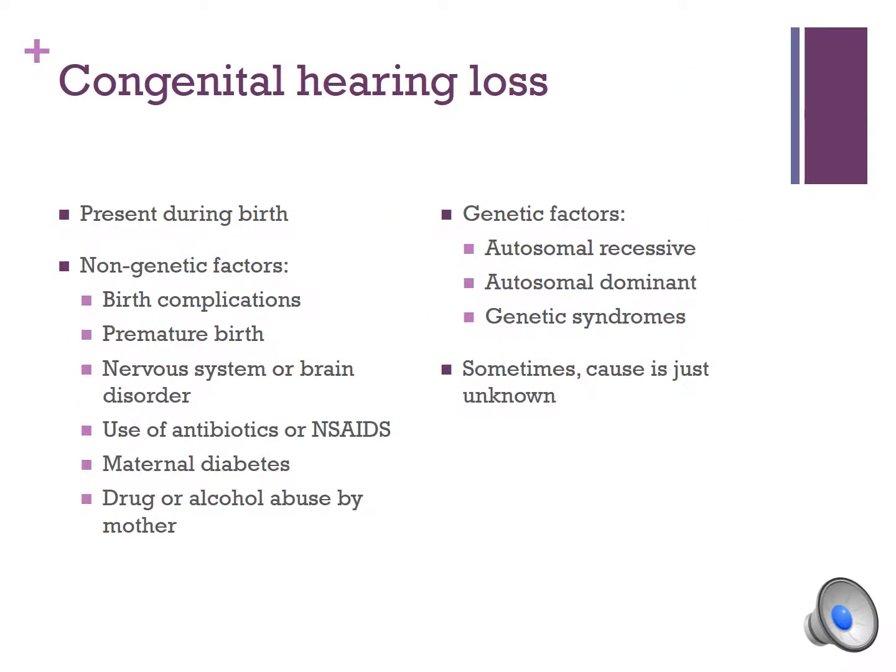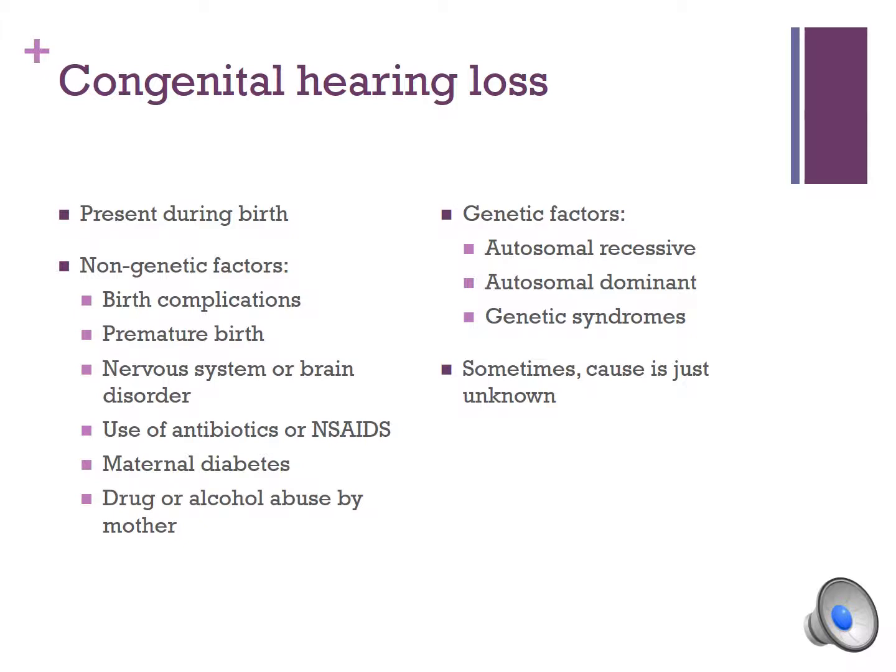Congenital hearing loss is a hearing loss that is present since birth, and it can be separated into 2 different factors: genetic and non-genetic. Non-genetic factors include birth complications such as infections while giving birth, premature birth, nervous system or brain disorder, the use of antibiotics or NSAIDs, maternal diabetes, drug or alcohol abuse by the mother.